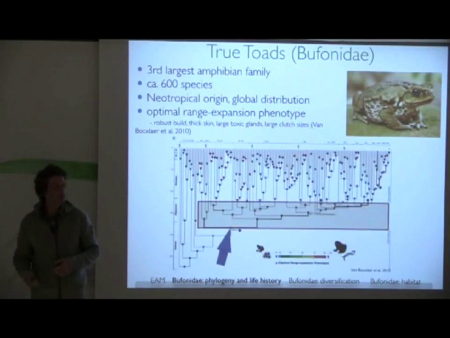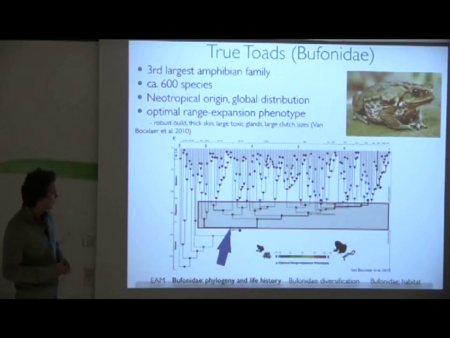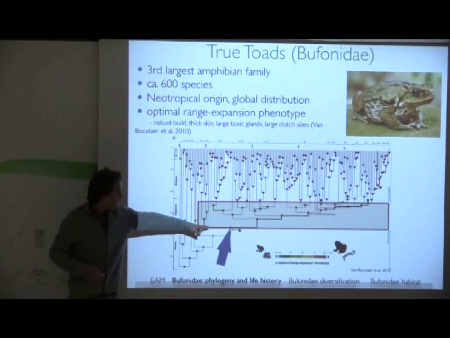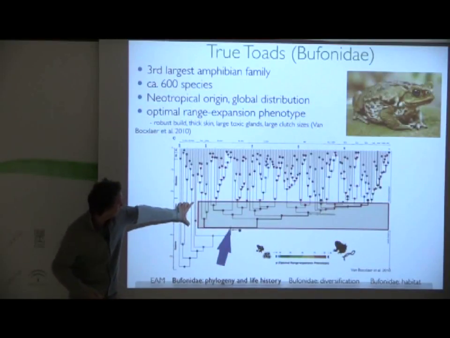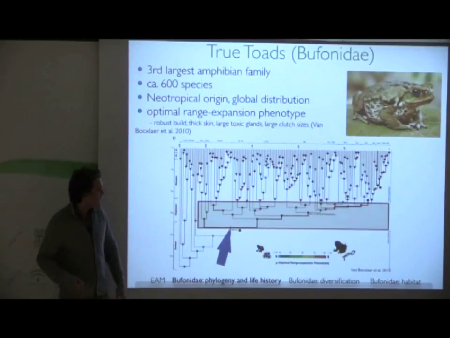And this quite nice study in 2010 showed that shortly after the evolution of this phenotype is when you saw toads getting around everywhere. So in this space of time, toads moved out of the neotropics and colonized all other continents. And here is where they got into Africa.